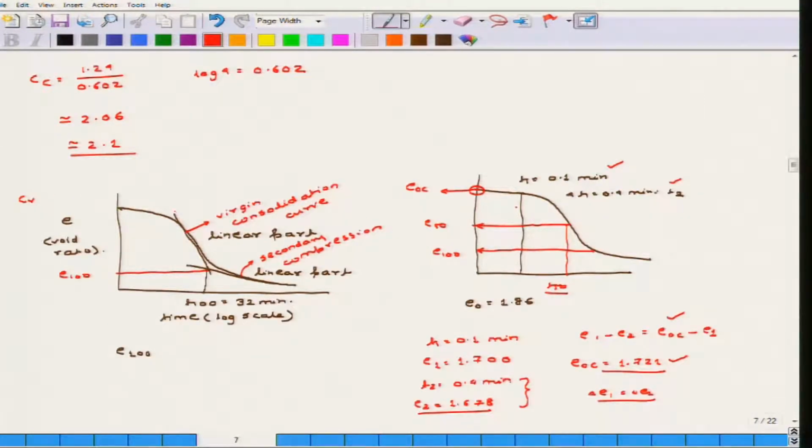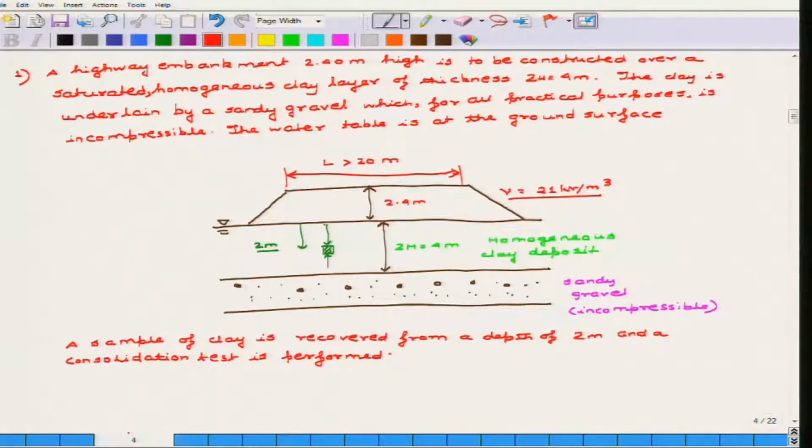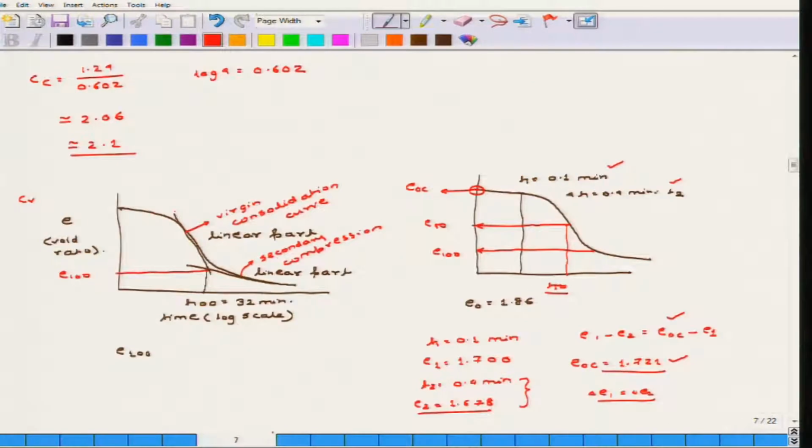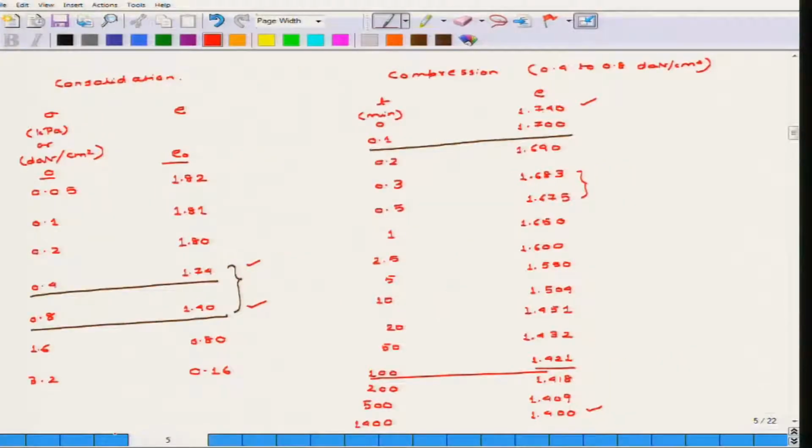I have told you that this is the beginning when we started the consolidation. Remember that this should not be confused with the 0 and E0, because that 0 and E0 is the void ratio at the time when there was zero pressure. This does not correspond to the point where there is zero pressure. It is at 0.4 kg Newton per centimeter square, and then the load has been increased to 0.8 kg Newton per centimeter square. That is why we get an EOC of 1.721. Remember this very carefully. Do not confuse this with that E0, because when it is in the compression part, it has already been loaded.